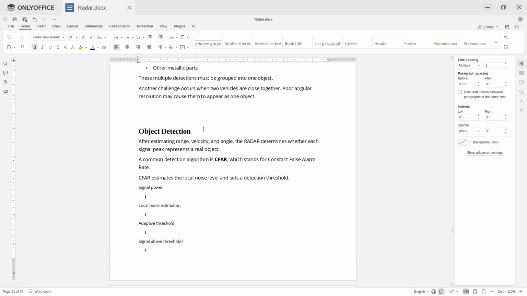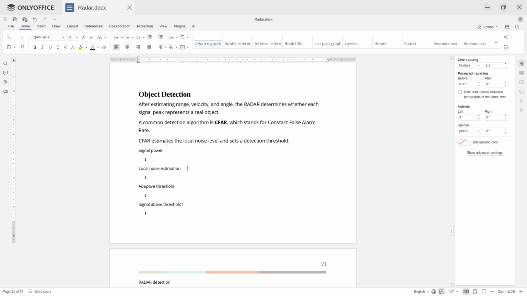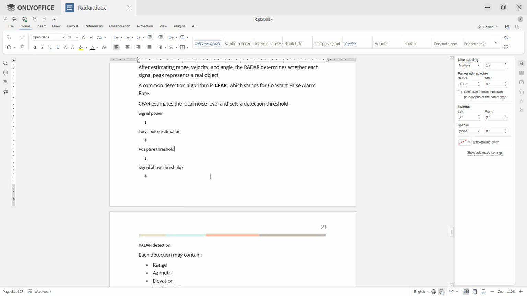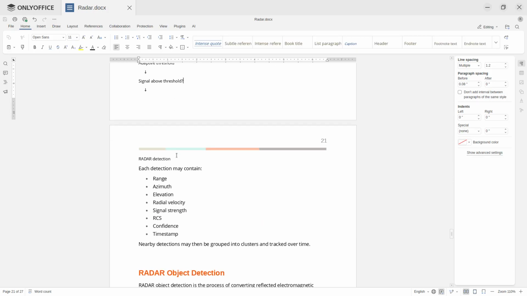Object detection. After estimating range, velocity and angle, the radar determines whether each signal peak represents a real object. A common detection algorithm is CFAR, which stands for Constant False Alarm Rate. CFAR estimates local noise levels and sets a detection threshold. So how does it work? Signal power, local noise estimation, adaptive threshold, signal above threshold, radar detection.